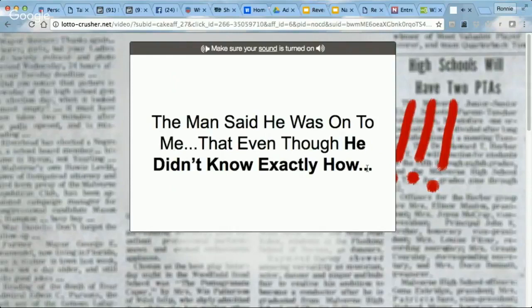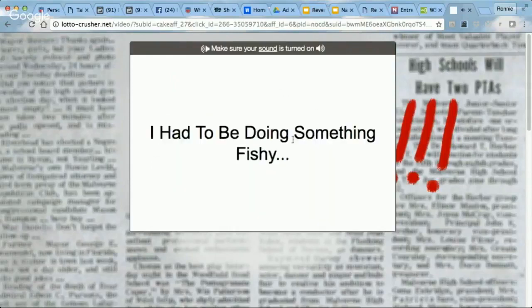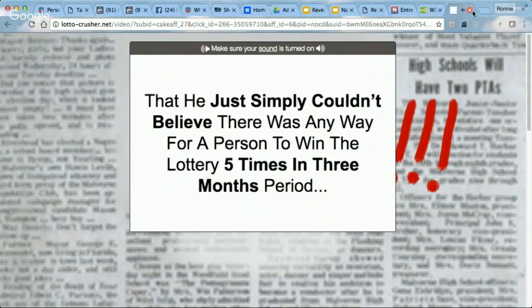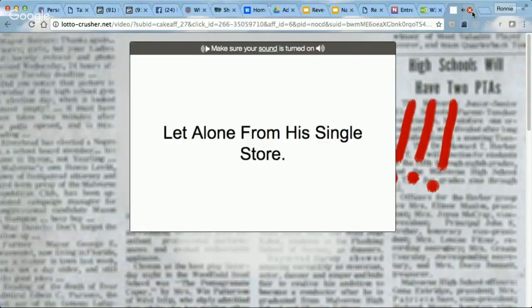They must be split testing things here. Yeah, so it looks like they're split testing offers or videos or something. Yeah, I saw that. You saw that too.